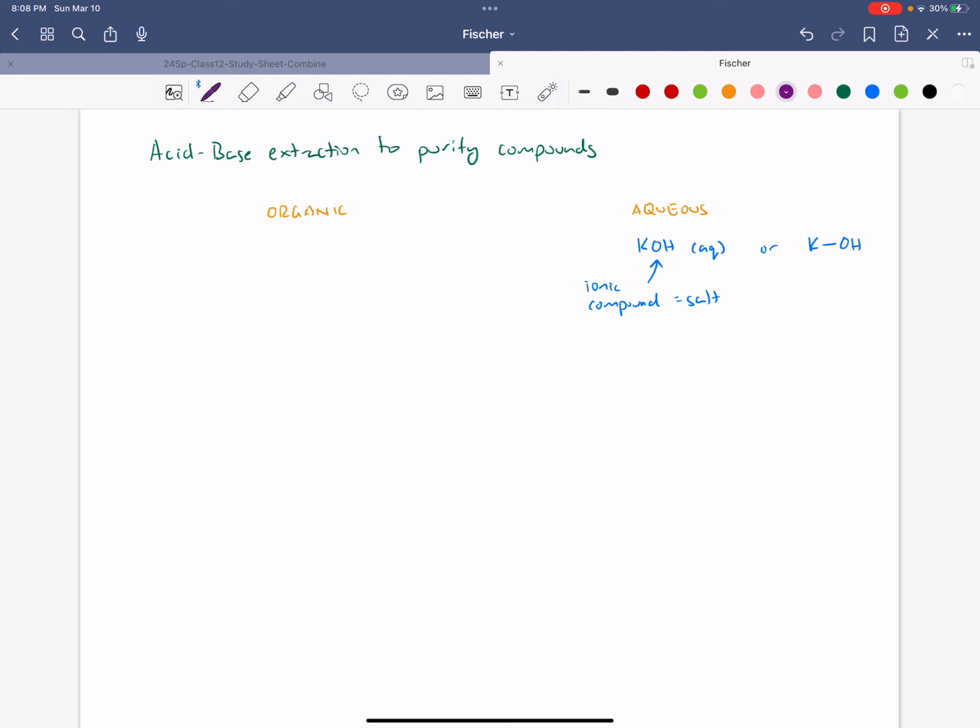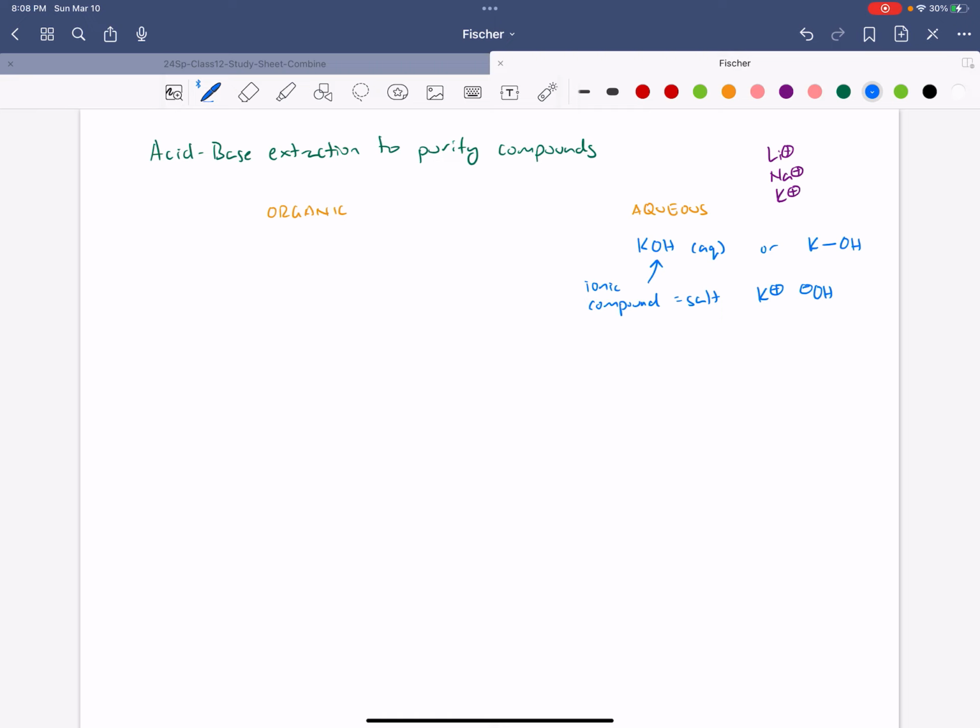For instance, Li plus. I think next comes, in the periodic table, Na plus, and then K plus. So if that K is positive, you really have in your aqueous solution a K plus and an OH minus. That's what's literally in your aqueous solution.